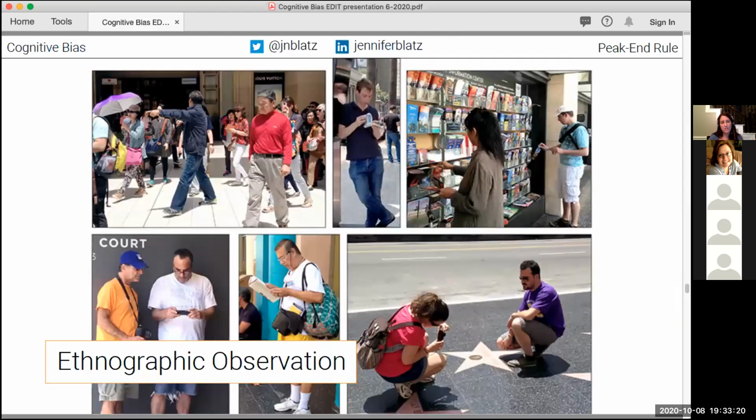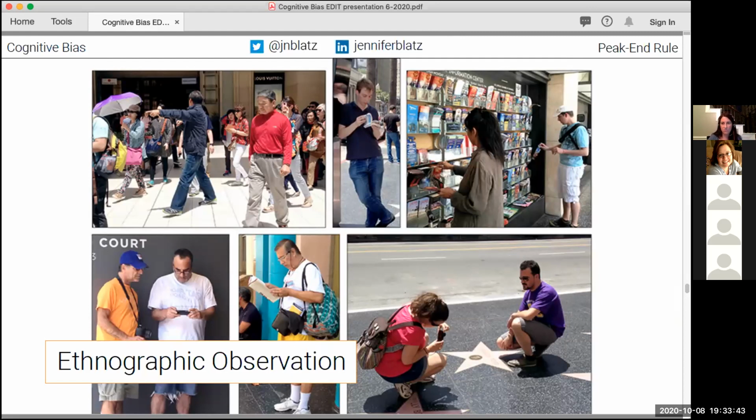So as we learn about the peak end rule, I want to take an opportunity to plug the importance of one of my favorite types of research, and this is ethnographic observation, also known as side-by-sides. Ethnographic observation is when you're with the person and you observe what they're doing. Maybe you sit by them while they're working at their desk and see how they work.